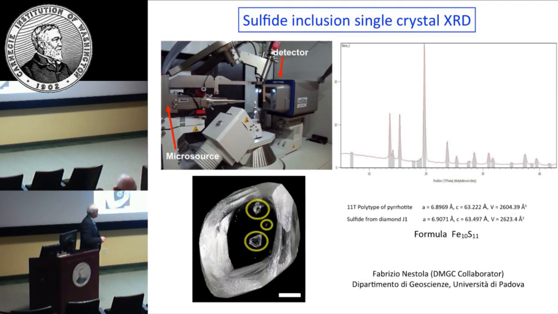And here's the pyrrhotite cell parameters, for an 11T polytype of pyrrhotite. And the sulfide from this diamond J1 has virtually identical cell parameters, which is amazing considering that this work was done here 40 years ago in some other lab with some other X-ray diffractometer. Fabri gets virtually the identical thing. It turns out to be Fe10S11, which is, you know, breathe a sigh of relief because that's a mantle phase. That's not a secondary phase, and there's only less than 1% perhaps of this alteration.